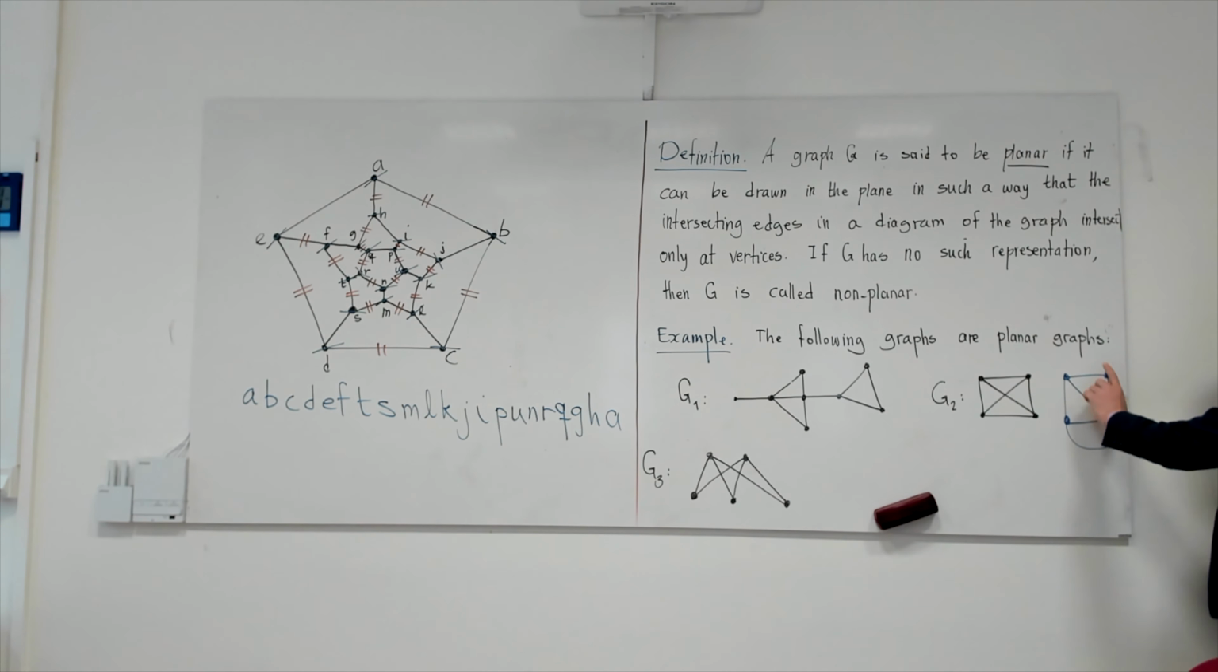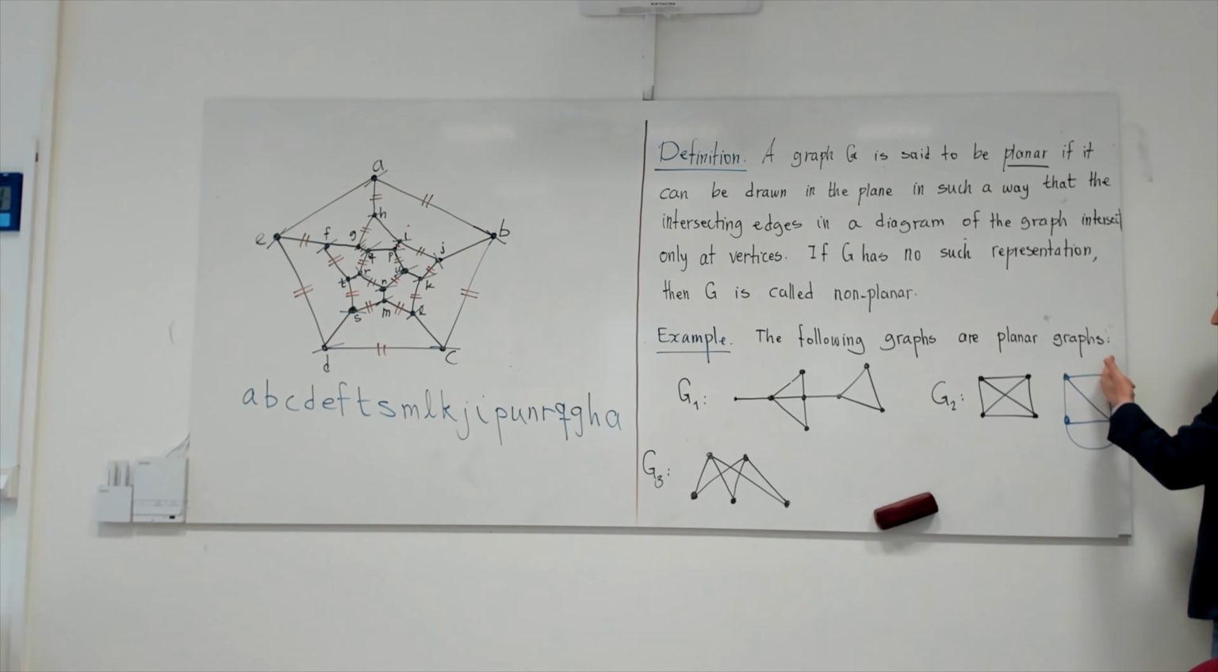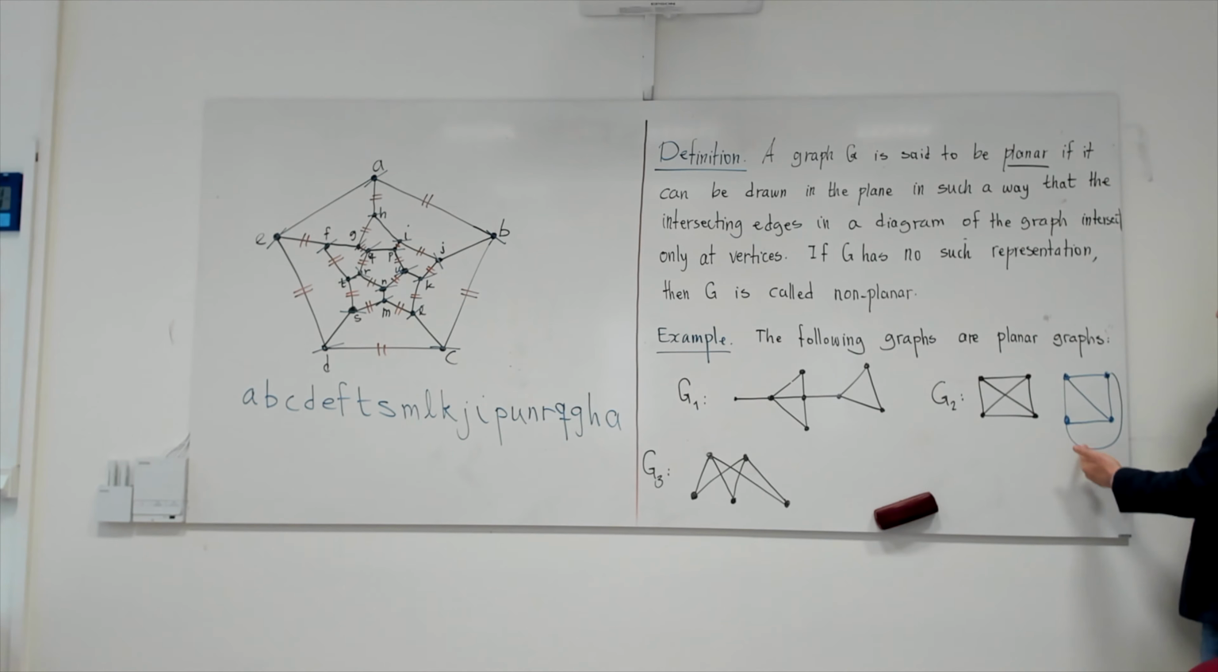Yes? This represents the same graph with a different diagram. But the point is that now nothing is like this. Every two edges that are intersecting, they intersect at vertices. So this is a planar graph, because at least I was able to draw it in a way that the edges intersect exactly at vertices.